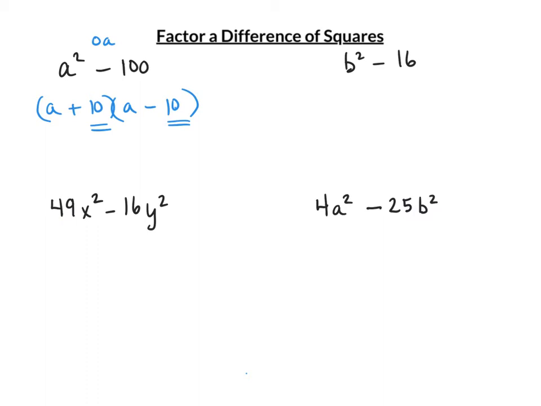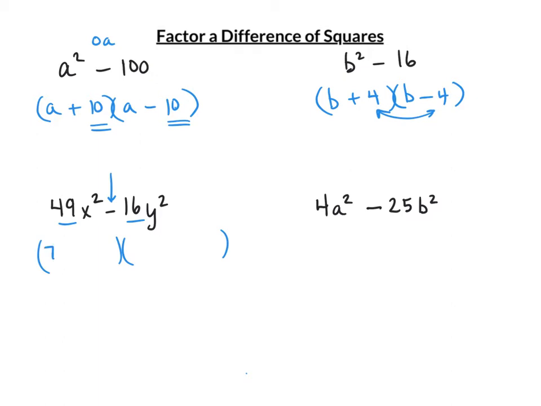B squared minus 16. Well, it's b times b to make b squared. It's negative 16. It's a positive and a negative. And it's 4 times 4 to make 16. It's got to be a square to be a difference of squares. We can apply that to these down here. These have to be squares, and you have to have subtraction. As long as it's squares everywhere and you have subtraction, this works.